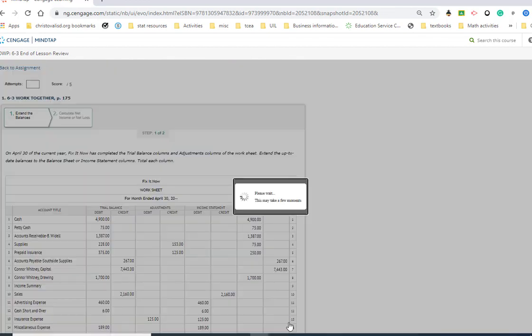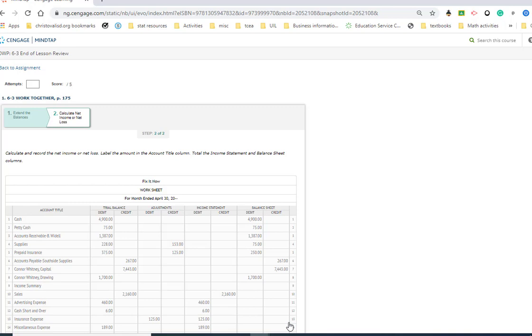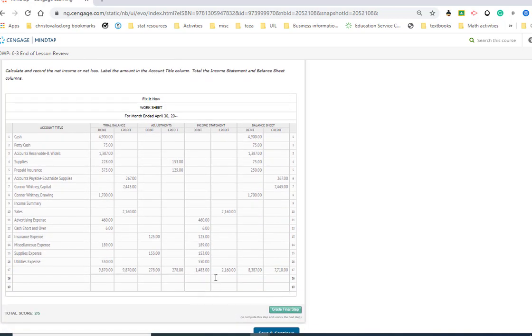Now we're going to go on to our next step, which is going to be identifying if we have a net income or net loss. And so when we identify this, we need to identify, do we have more revenue, sales, than we have expenses? The answer is yes. So we have a net income. Which column is smaller? Our expenses. And so that's the one that we are going to put the difference. You always put the difference in the smaller of the two columns.